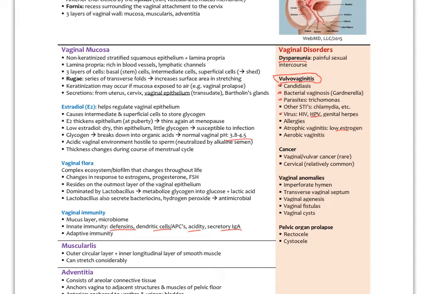The vagina is susceptible to different cancers. Actual squamous cell vaginal or vulvar cancer is fairly rare, but more common would be cervical cancer. And then the different vaginal abnormalities like imperforate hymen, transverse vaginal septum, vaginal agenesis in fetal development, vaginal fistulas, vaginal cysts, and then I talked about the pelvic organ prolapses, rectocele and cystocele. So these would all be different disorders of the vagina to be familiar with.